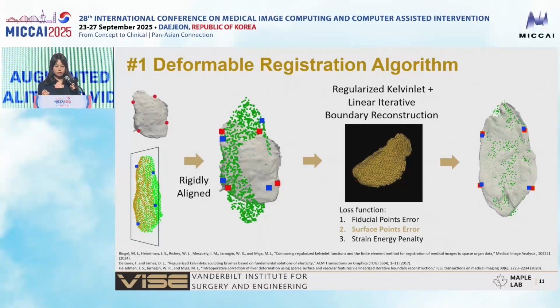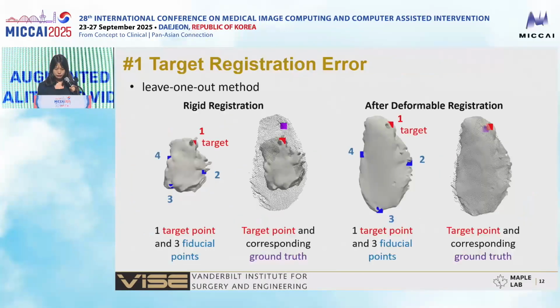During this process, we are trying to minimize 3 terms: the distance between the fiducial points on the resected specimen and the target point cloud, the distance between each surface point on the resected specimen and the point cloud, as well as a strain energy penalty, which is to ensure the deformation is physically plausible.